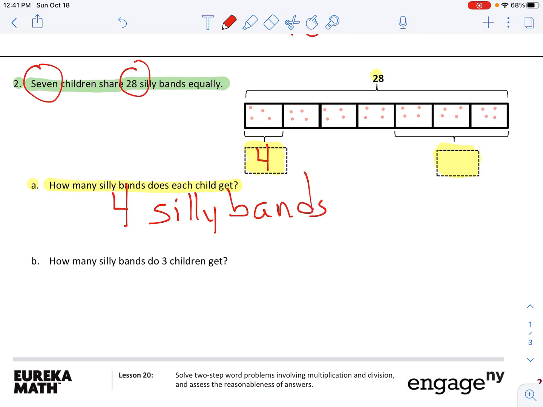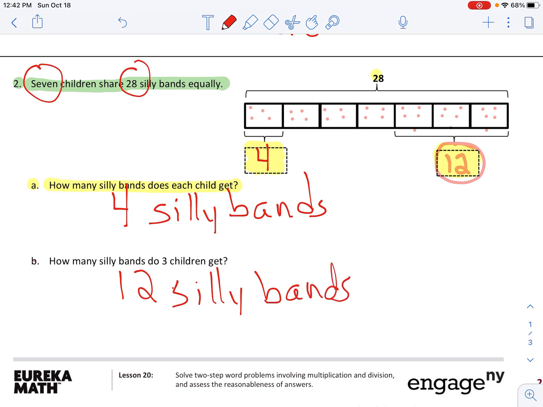When I'm working with word problems, I should label my answer. And then it says, how many silly bands do 3 children get? Well, how many are these 3 people going to get? I've got 4 plus 4 plus 4. They get 12. So how many silly bands do 3 children get? 12 silly bands for 3 people.